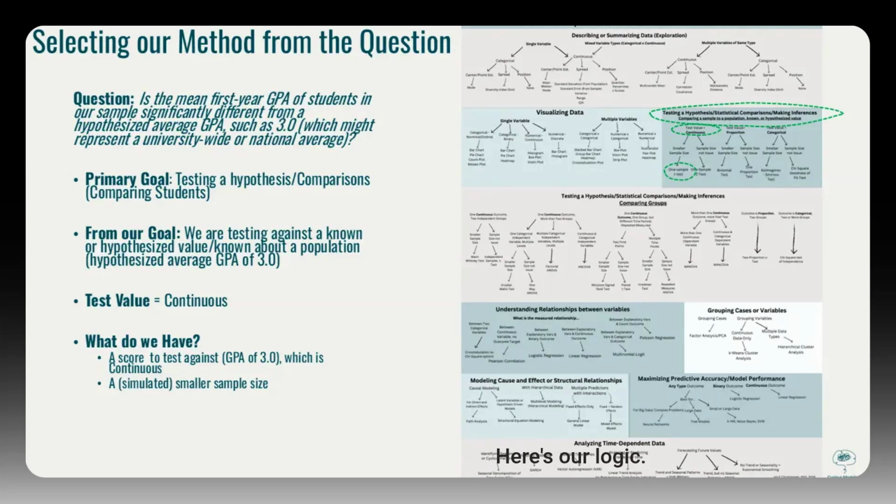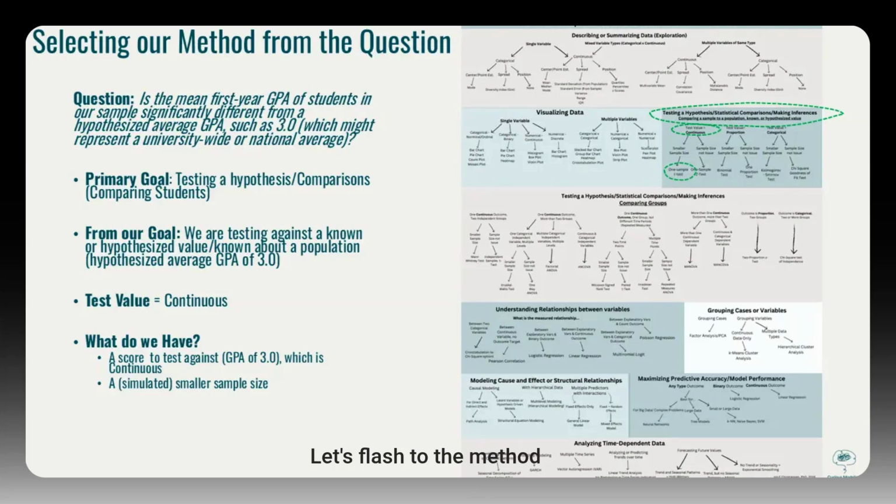Here's our logic. We're comparing a sample mean to a known value, in this case 3.0. But unlike the z-test, we don't know the population standard deviation. Instead, we estimate it from the sample itself. Our sample size is moderate, not huge, but not tiny. That makes the one-sample t-test the right tool for the job.